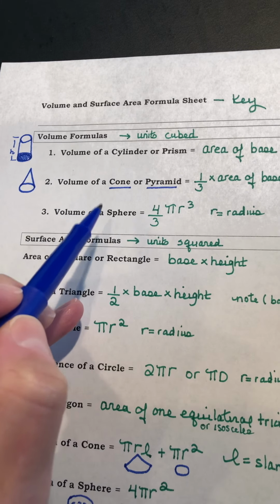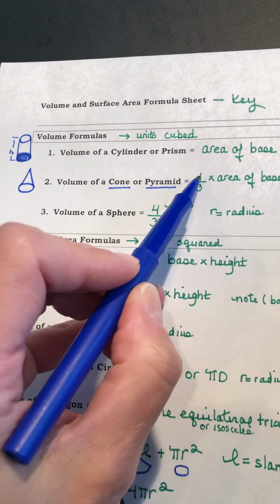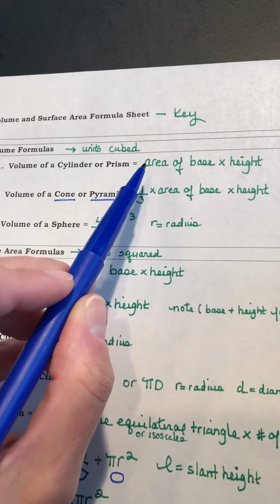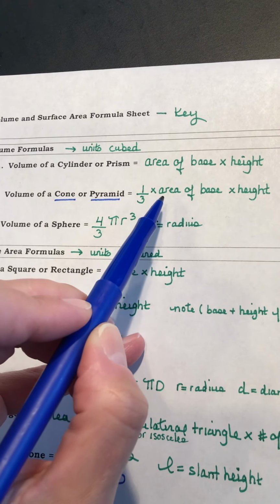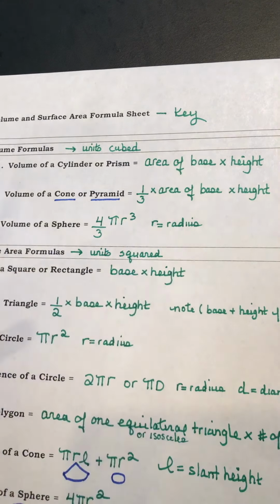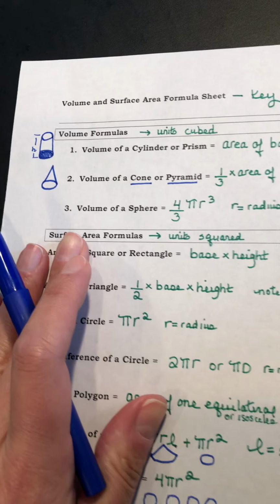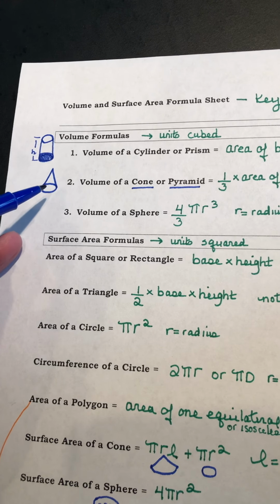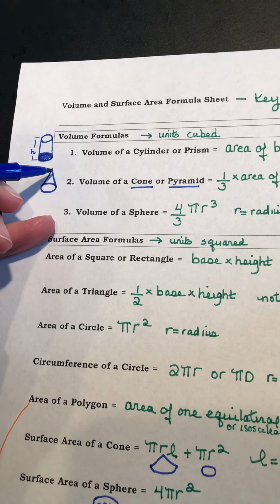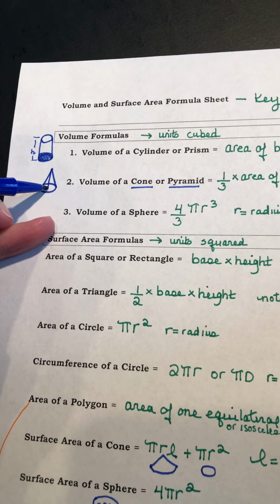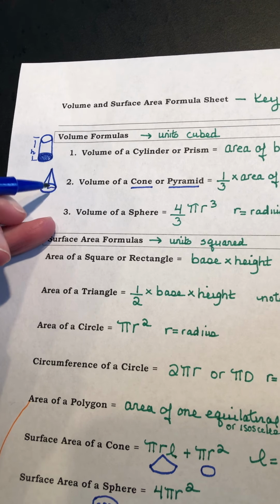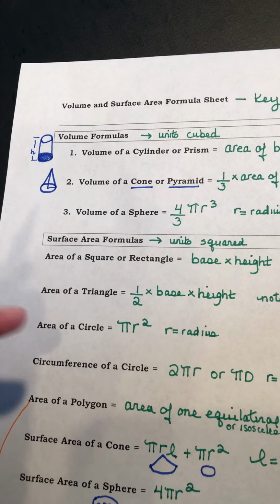So anytime you see a cone or pyramid, you wanna put the 1/3 in front of the original formula that you learned. And then you're gonna do the same thing. You're gonna take the area of the base times the height. So for example, if you're calculating the volume of this cone, you would do 1/3 times the area of the circle times how tall or the height of the cone. And you would use the regular height, not a slant height.